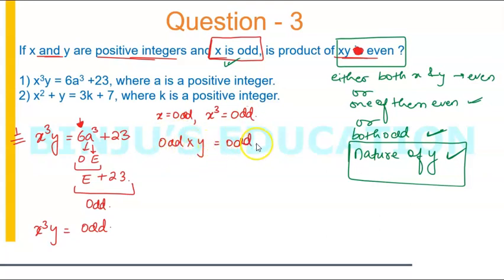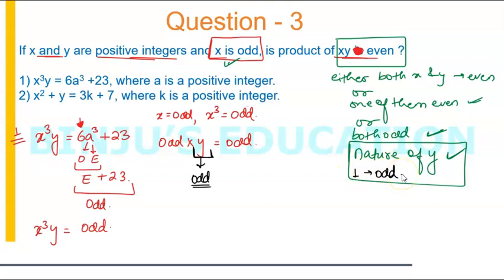Now at the beginning of the video, I told you that if you want a product to be odd, that will only happen in one case, and that is when all the numbers are odd. Which means I have a conclusive nature of y, that is y has to be odd. So from statement 1, I have a conclusive nature of y, and that is it is odd.